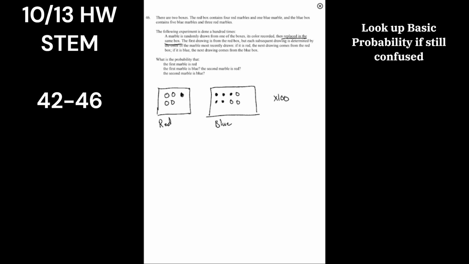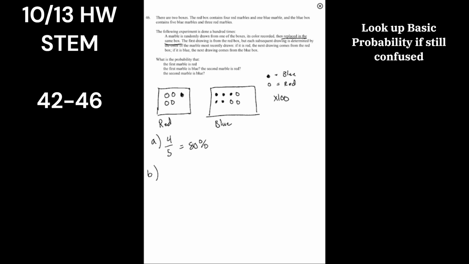So, there's a 4 in 5 chance for the first marble to be red. I thought that was a red marble for a second. I actually could have read the key. There's 4 red out of 5, yeah, I think that's pretty self-explanatory. So for A, 4 in 5, which equals 80%.